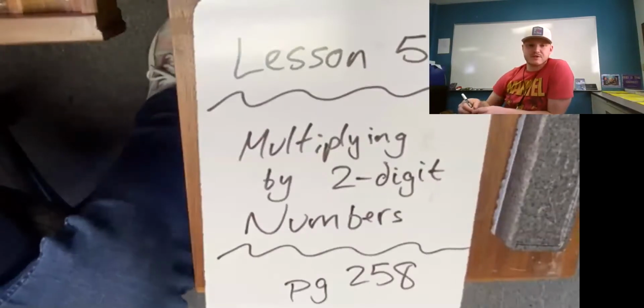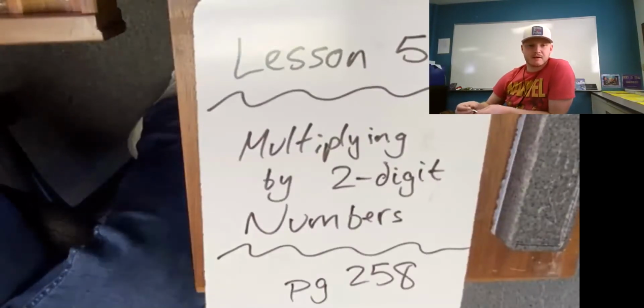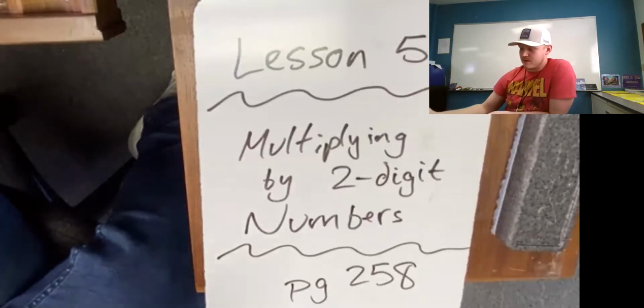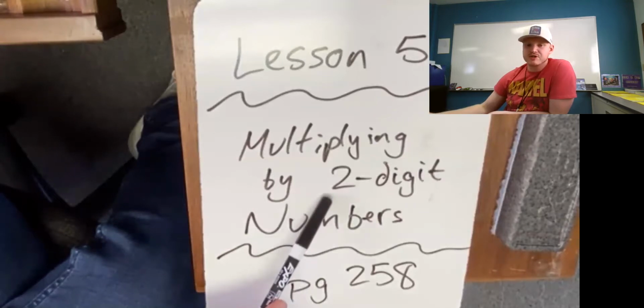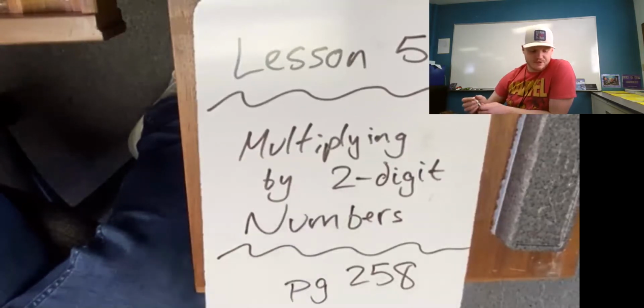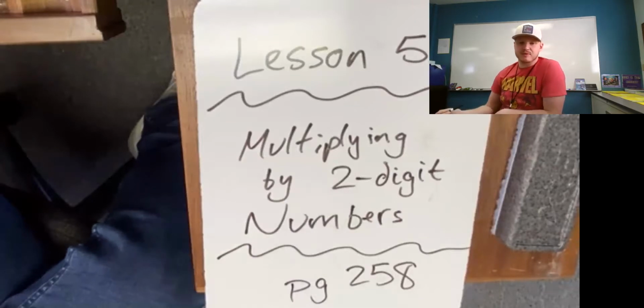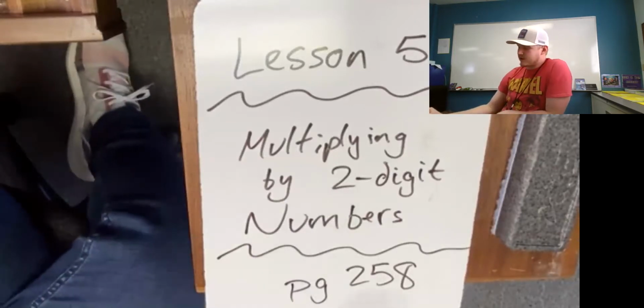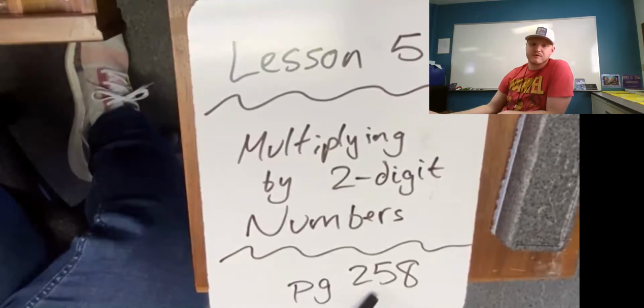All right, guys, as you can see, I have a little bit different of a setup here. So by the way, this is 6-5 math. Lesson 51, what we are going to do today is multiplying by two-digit numbers. So we're going to have two-digit numbers that we're going to be multiplying together. And so go ahead and open up your textbook to page 258.